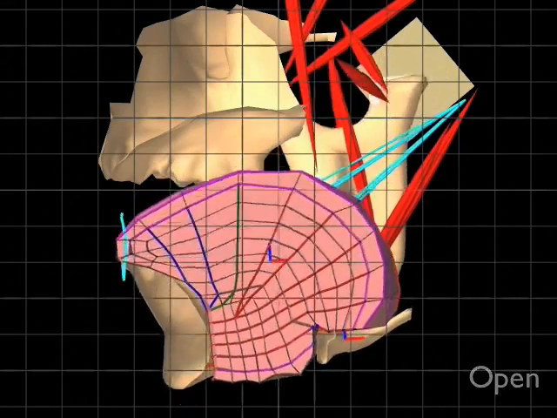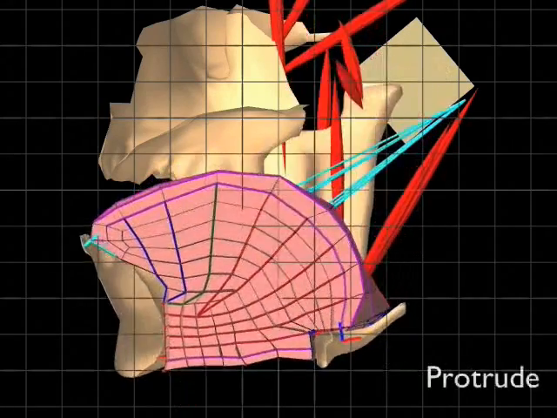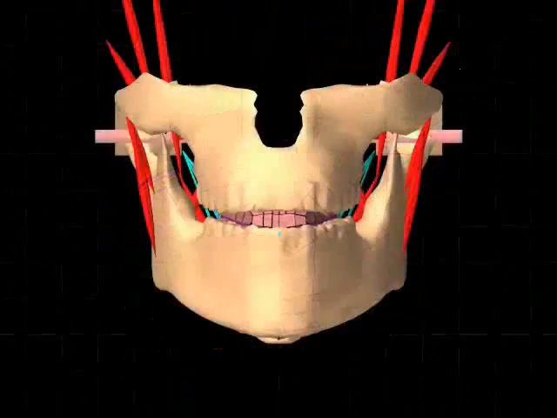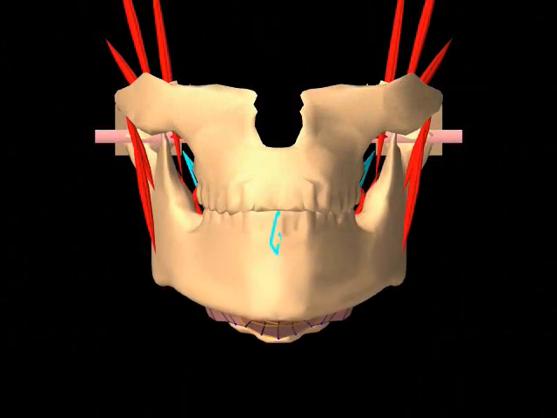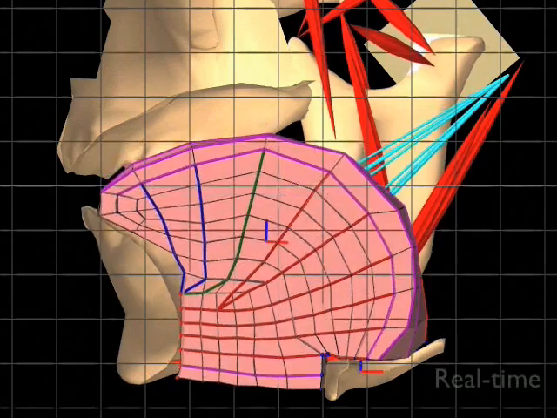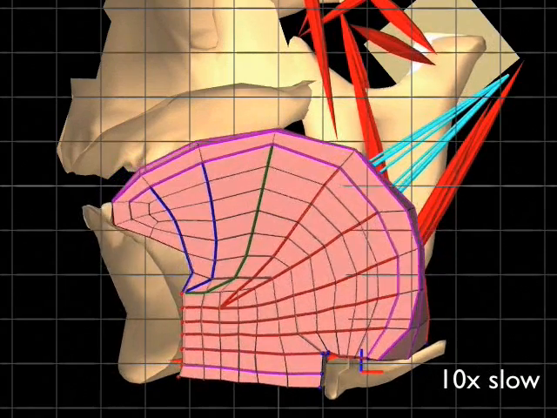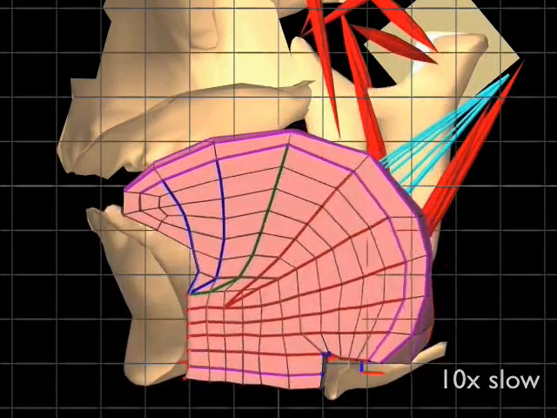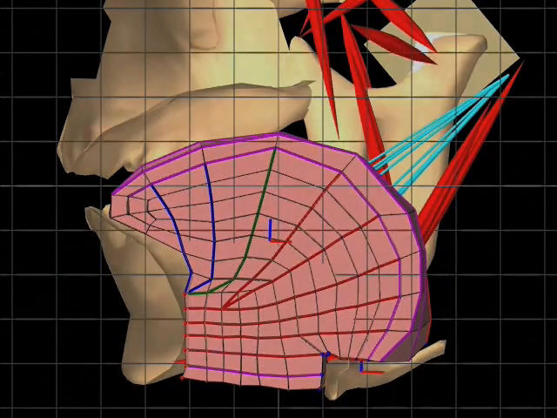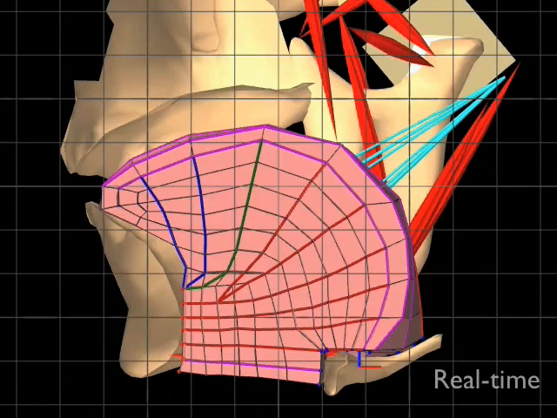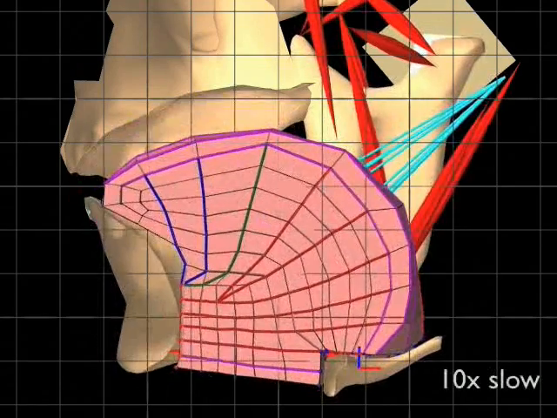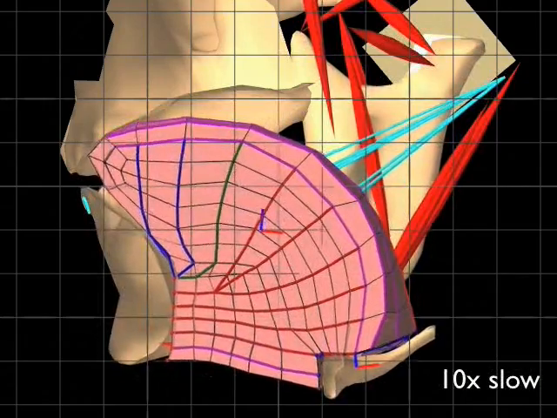Jaw tasks were tested by activating jaw muscles with the tongue at rest. Speech-like tongue movements were also evaluated, including tongue retraction. Contact between the tongue and palate, which is important in speech production and swallowing, was also simulated.